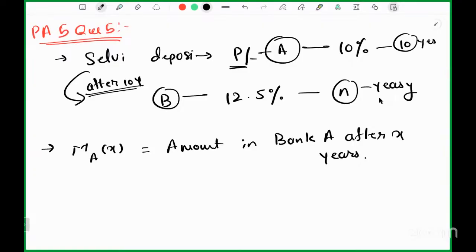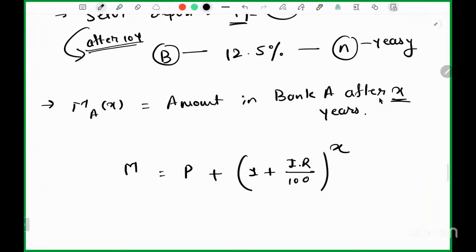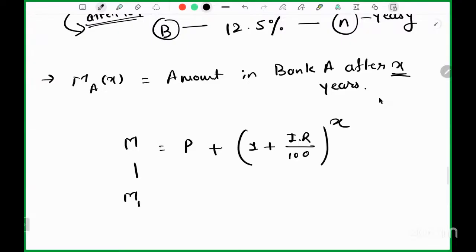You are familiar with the formula for how a principal amount P grows if you have an interest rate. The amount will be the principal plus interest, computed as P times 1 plus the interest rate upon 100, to the power of the number of years. So for X years, MA of X is equal to P, because in the question Selva deposits P in bank A. The principal amount is P itself.